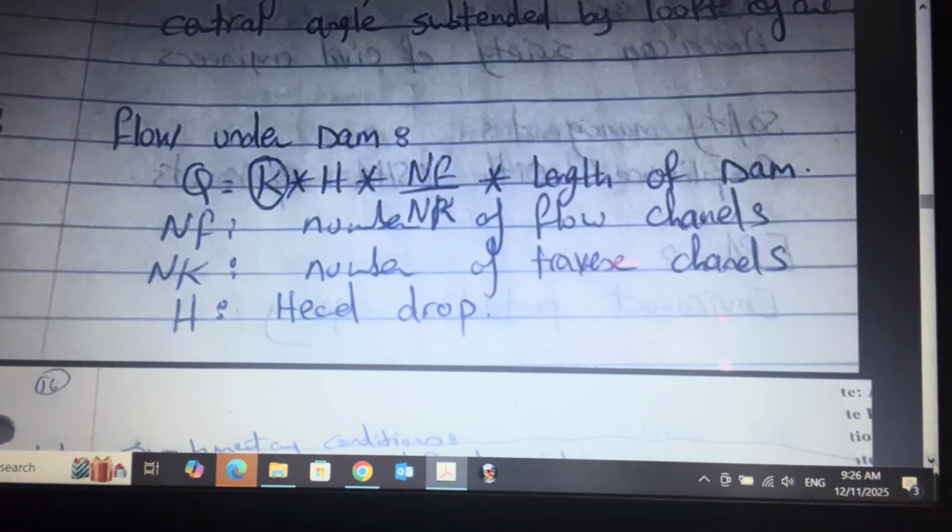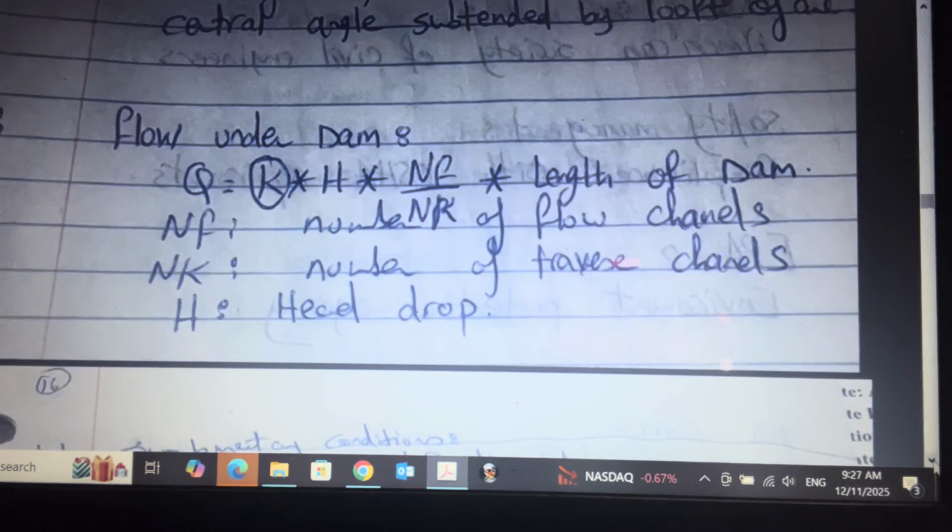Flow under dam. If we have a dam and we have flow under the dam, we don't have that equation in the handbook, but it came in some FE exams, a question about flow below the dam and how we calculate the flow rate under the dam. So Q is equal to K multiplied by H multiplied by NF divided by ND, and all of this multiplied by the length of the dam. That is calculating the flow rate under the dam.